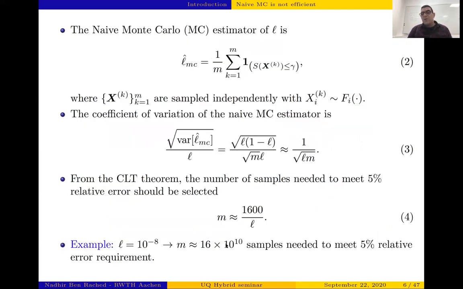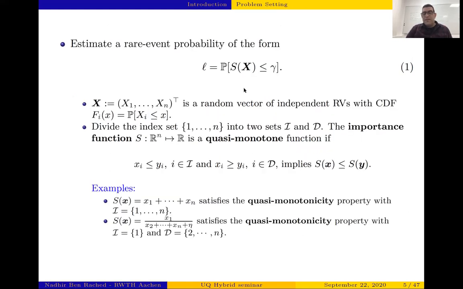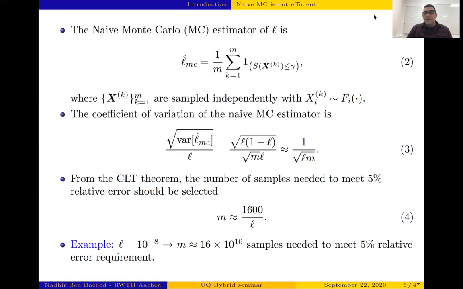So the standard approach to evaluate this probability is to use the naive Monte Carlo estimator, and the estimator is given in equation 2, where the samples here are independently sampled according to the distribution of this random vector, where each component of the random vector is independently sampled according to F_i. Next, we compute the coefficient of variation of the naive Monte Carlo estimator. The coefficient of variation is just the standard deviation of the estimator over the probability of interest. Then we find that this coefficient of variation is approximately equal to 1 over the square root of L times M.